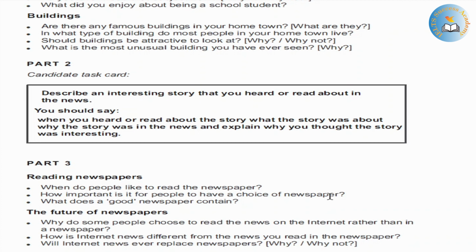they choose to read. Again, third question, what does a good newspaper contain? You could say a good newspaper contains editorials, factual data along with charts, bar charts, graph charts, etc. It has all its sources intact. So you can say along those lines.